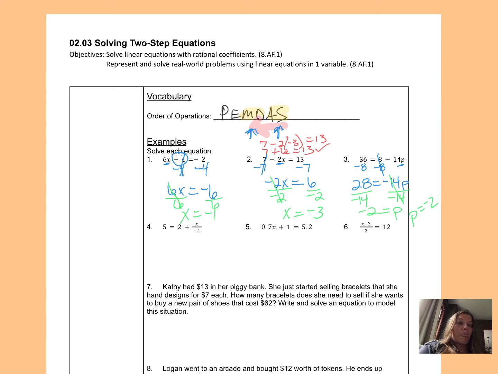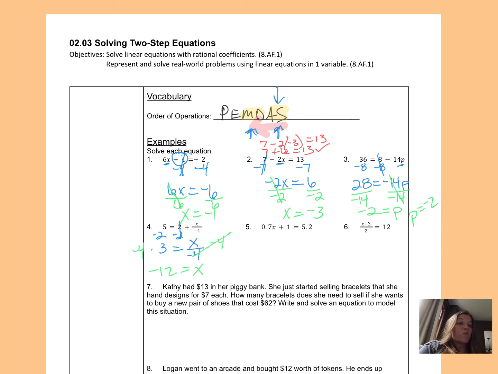Number 4, my variable's on the right-hand side again. It's being divided by negative 4, and I have an added 2. Remember, we're going to start with the adding and subtracting first. So minus 2 on both sides. We get 3 is equal to x divided by negative 4. The opposite of dividing by negative 4 is to multiply by negative 4 on both sides. That cancels to 1x, or just x, is equal to negative 12.